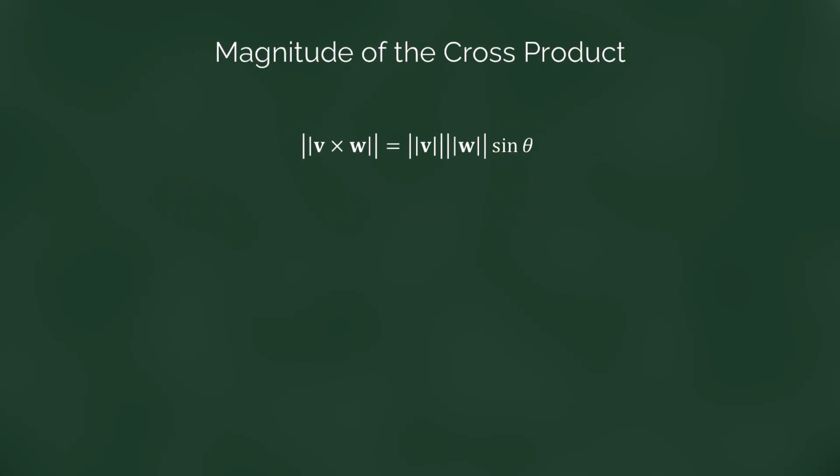We've seen previously that the dot product, v dot w, was equal to the magnitude of v times the magnitude of w times the cosine of theta. It turns out that the magnitude of the cross product, which is a scalar because the cross product is a vector but when we take its magnitude we get a scalar, is the magnitude of v times the magnitude of w times the sine of theta. So this is another useful tool we have for finding the angle between two vectors. So let's look at an example of that.